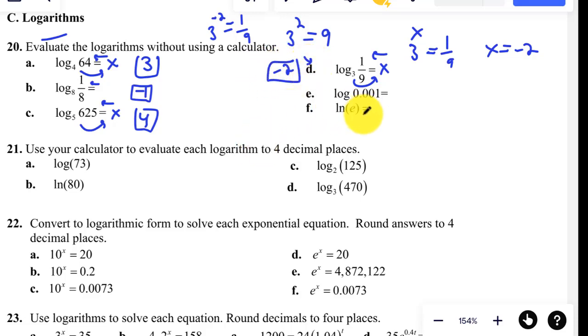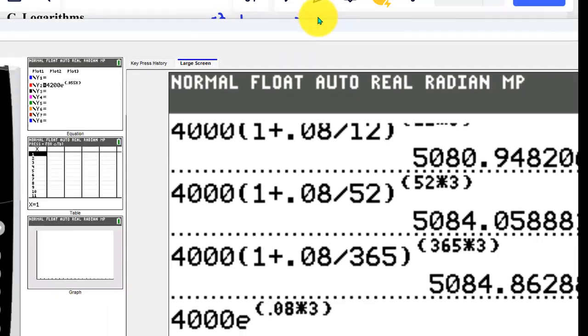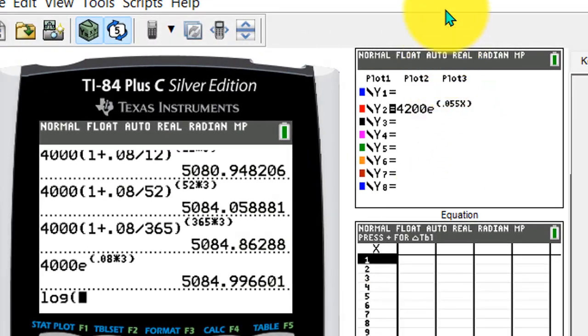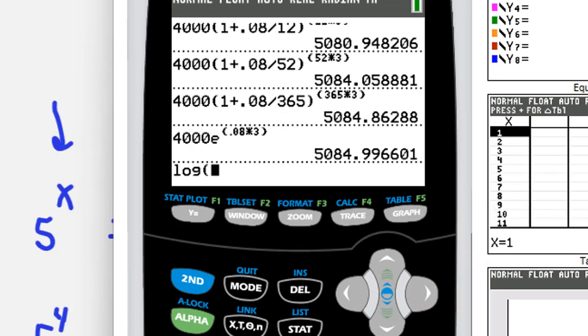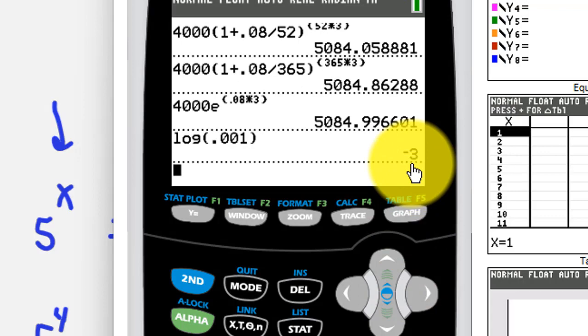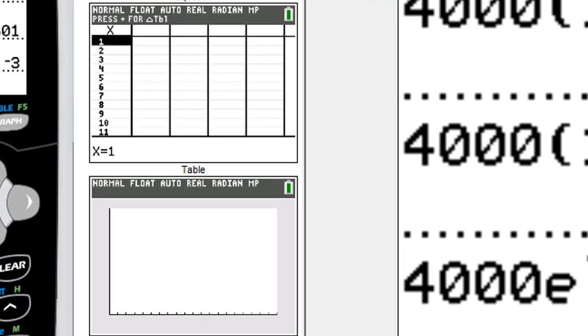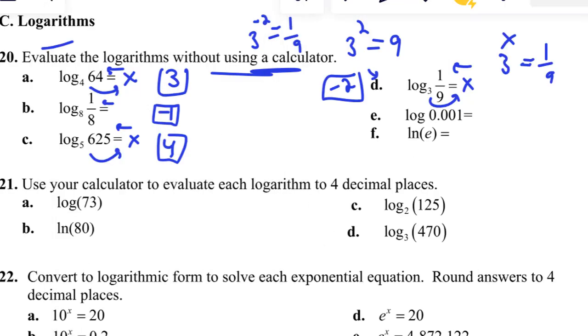All right, now letter E, honestly, I would just use my calculator here, right? Oh, actually, I'm sorry, you can't. It says without using a calculator. I was going to say on my calculator, I would just enter log 0.001 and then press enter, and you see we get negative 3. But it did say without using a calculator, so I'm going to rewrite this a little bit, clean this up, give us some more room.